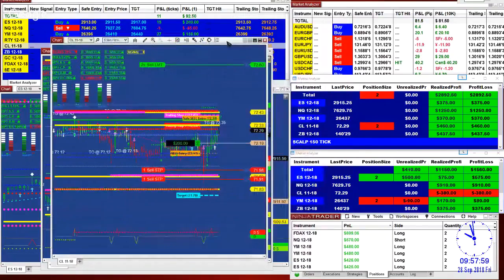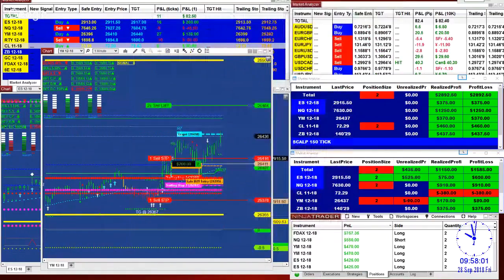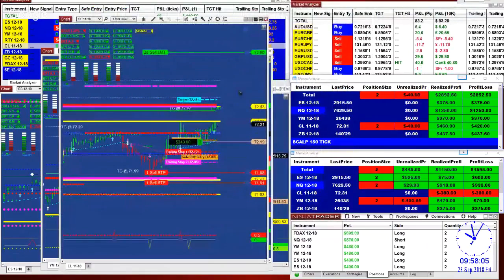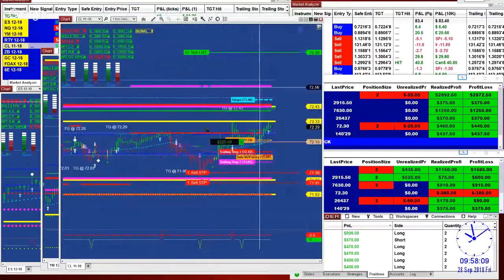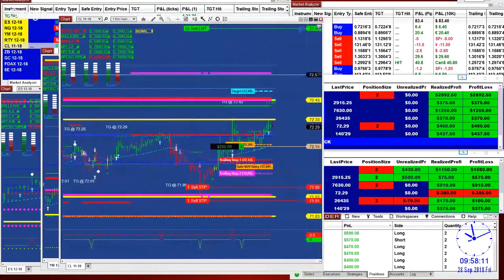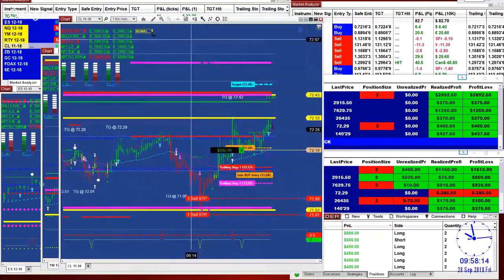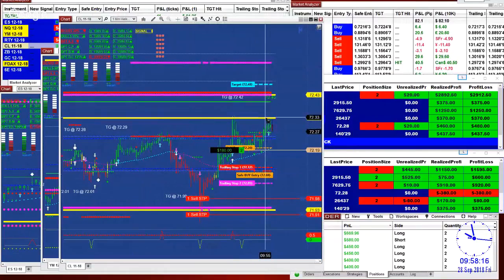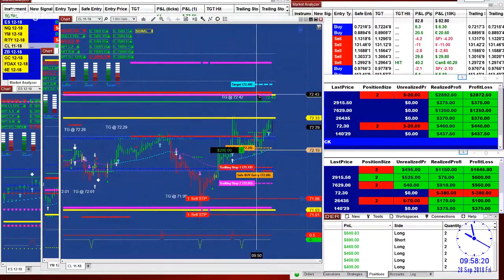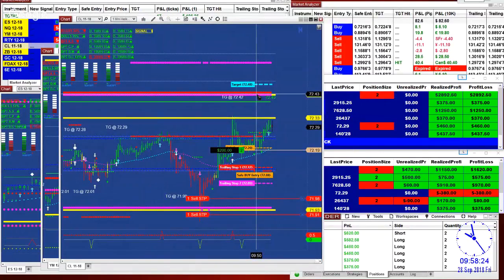I keep pulling the wrong account. I'm sorry, because there's CL 5 minutes on a different account. This is your CL, and your CL is based on 1 minute, and there is a lot of potential on the CL to get to the 72.40. So we will watch this one closely to see if we are able to catch it.